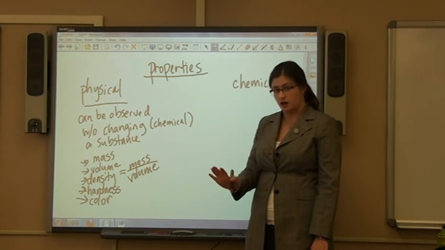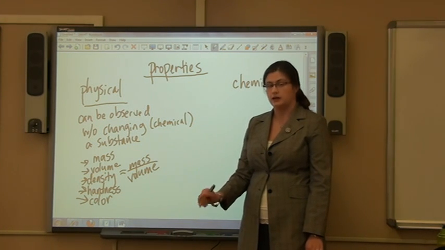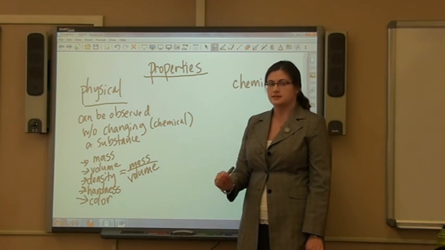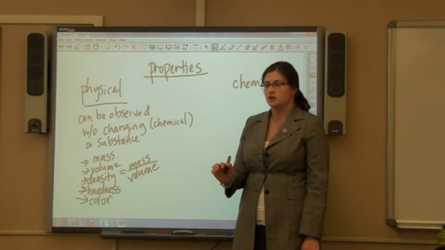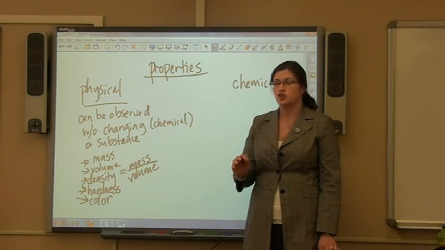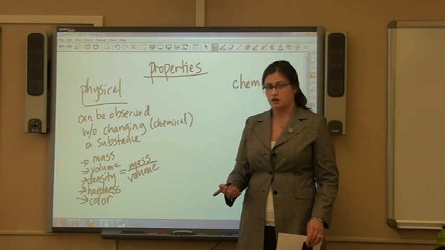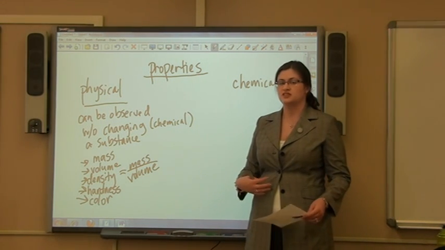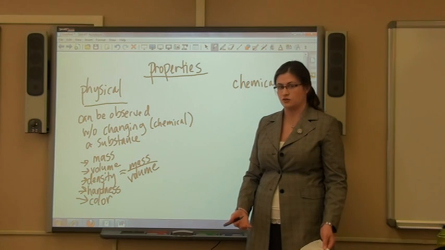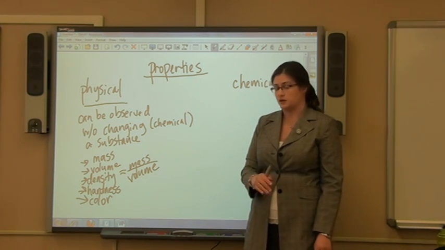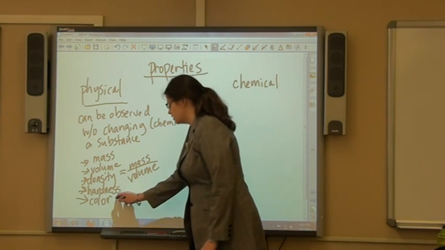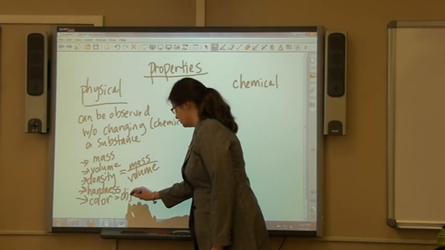Noticing something's color by just looking at it is a physical property. This is important to note because there is a difference between looking at something's color, just saying that my coat is gray, versus watching something change color in the course of a reaction. We'll talk about that in a little bit. So this is color, just observing.